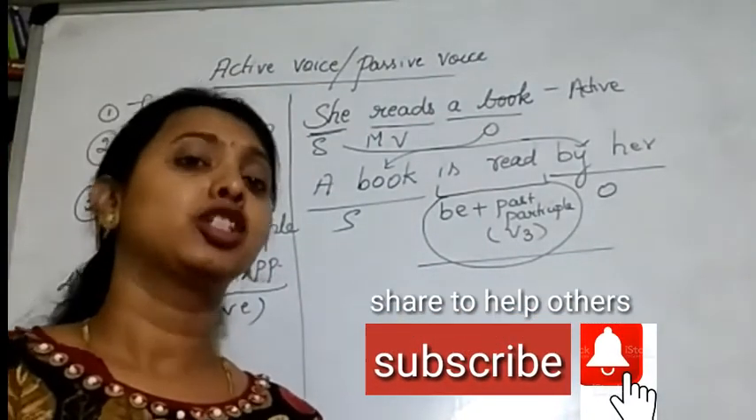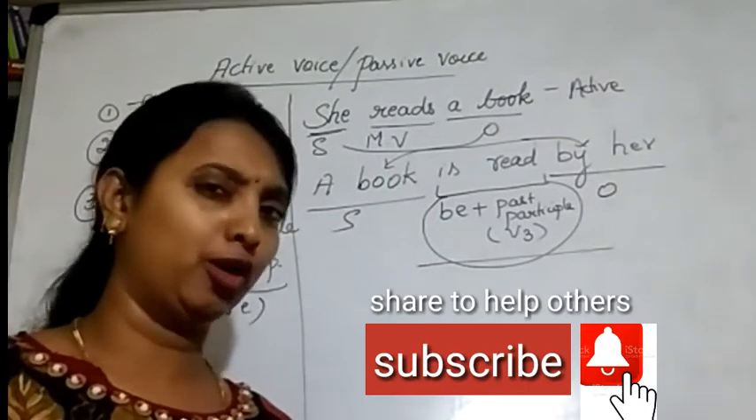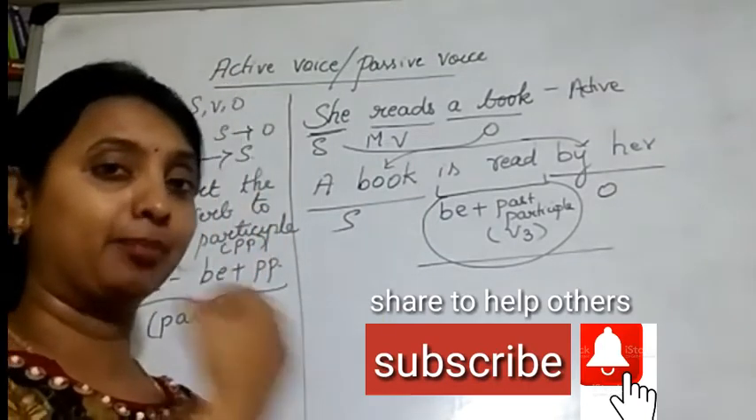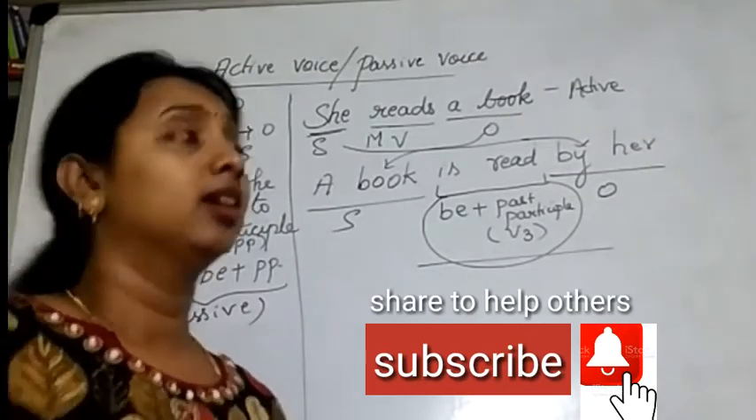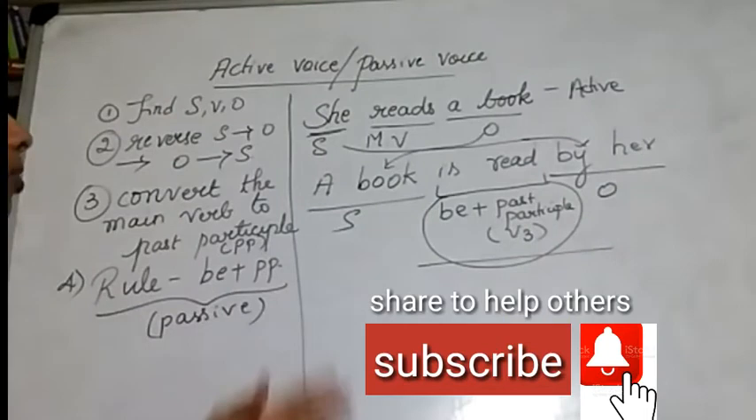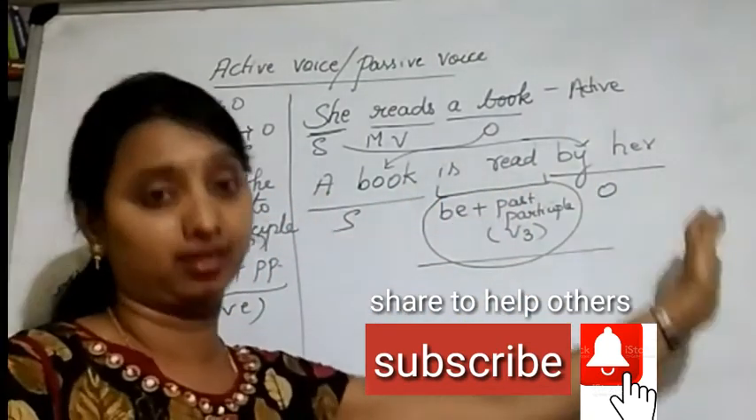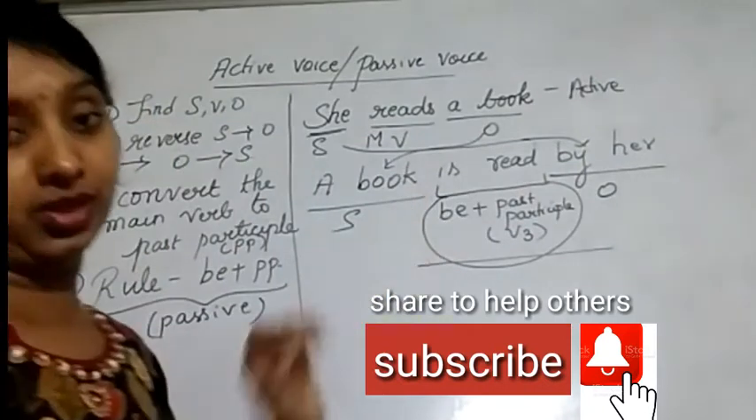Hi, today we will discuss active voice and passive voice. Do you know how to do it? I have given an example on the board, check if you know it. If you don't know it, understand it. She reads a book. This sentence becomes a book is read by her. This is an active sentence and this is a passive sentence.